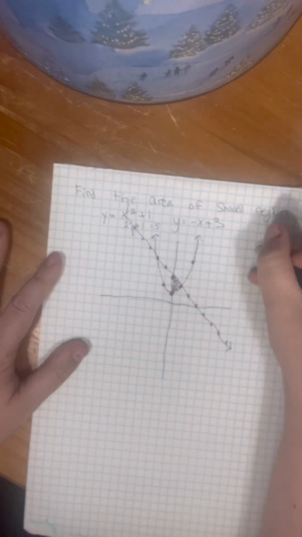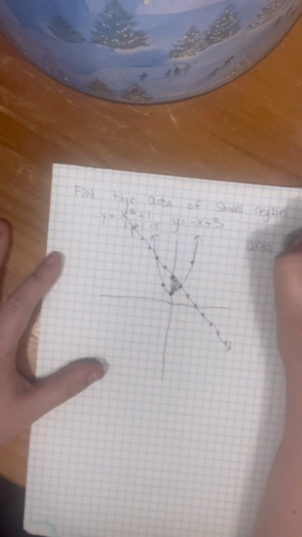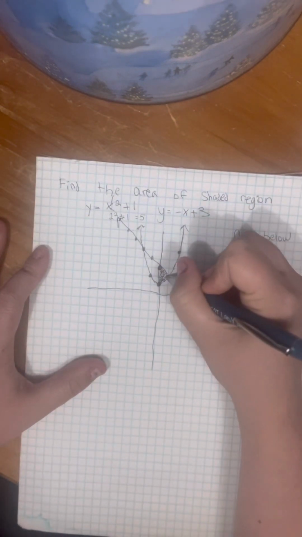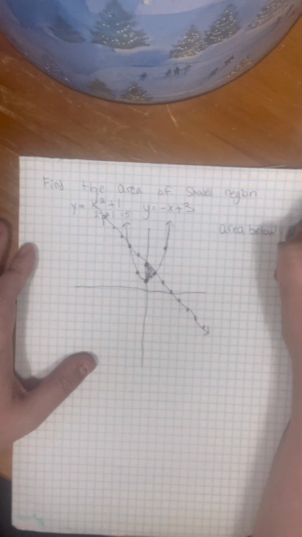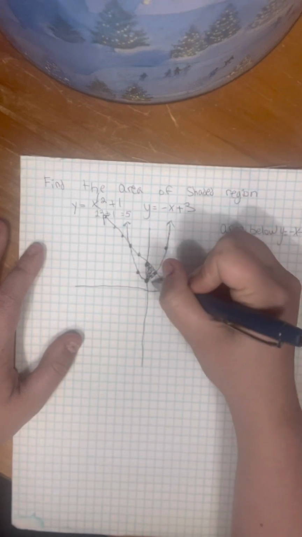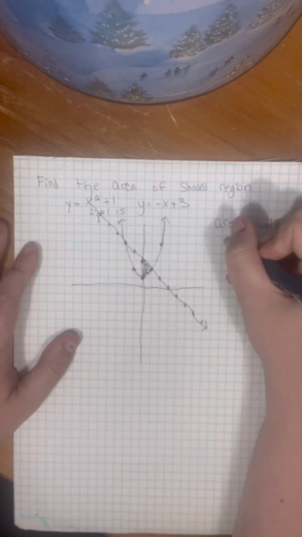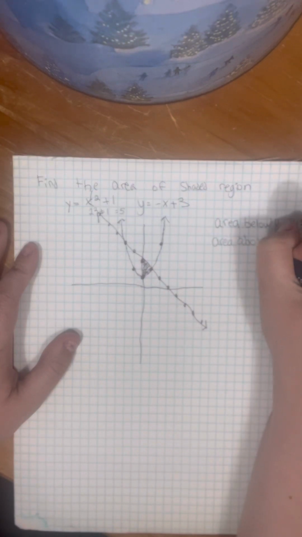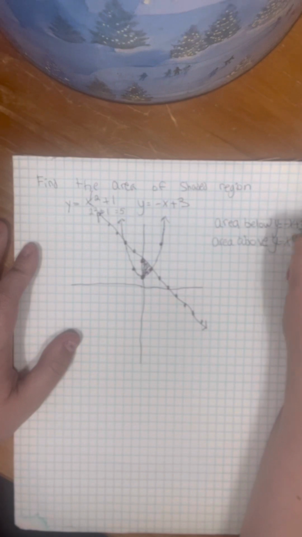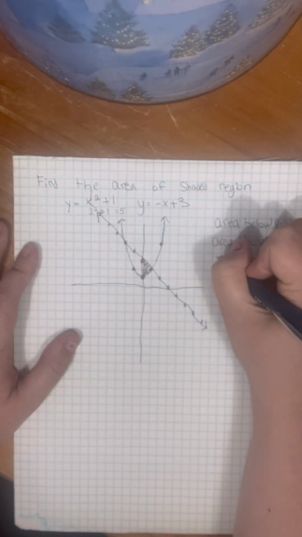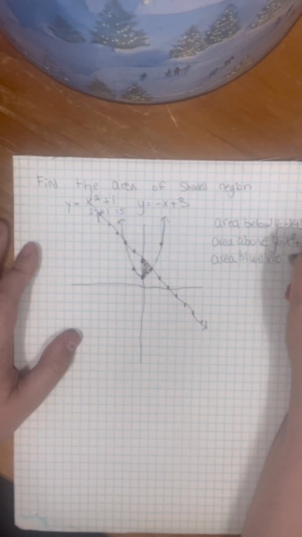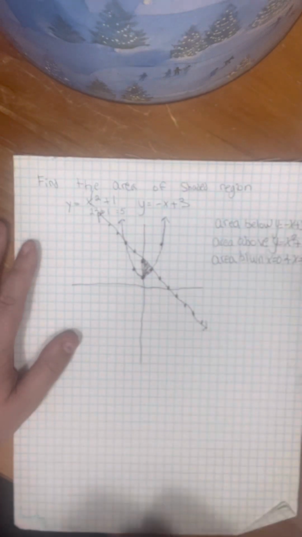So if you're looking at the picture here, your area is below y equals negative x plus 3. And then it's also above the x squared plus 1. y equals x squared plus 1. And then the area that is shaded is between x equals 0 and x equals 1.